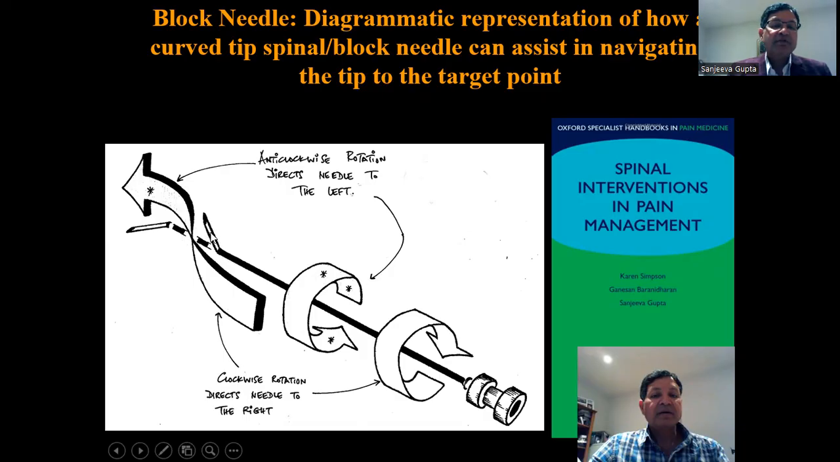If you turn the tip of the needle in this direction, it will keep going like this. So if you hit a structure, for example a pedicle, and you don't want to go this way anymore, you want to go below the pedicle, turn the needle direction this way, and then again this way, and you can reach the target wherever you want to go. So it becomes very easy to navigate the needle using a curved tip needle.